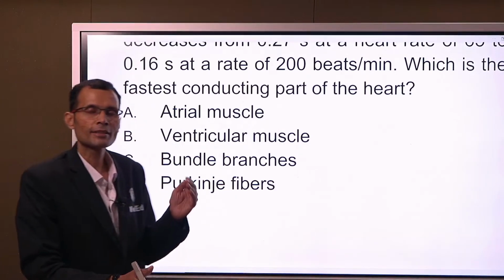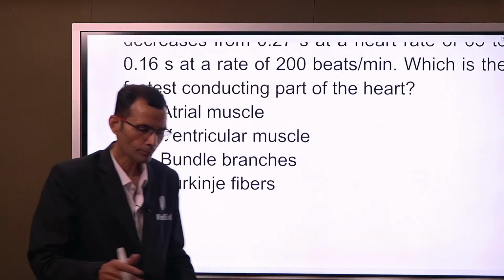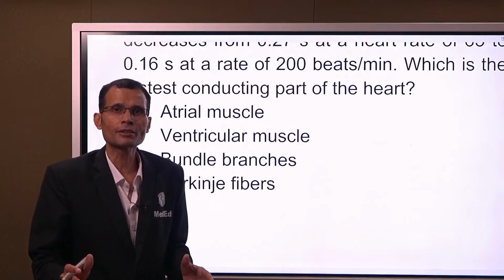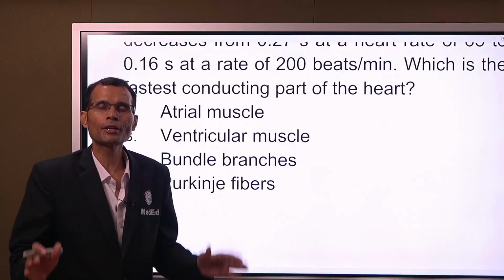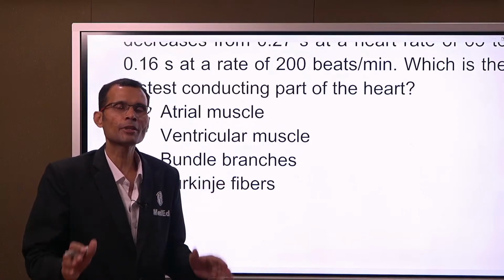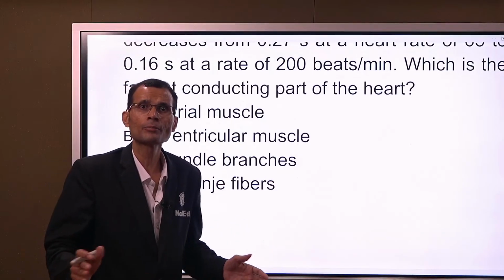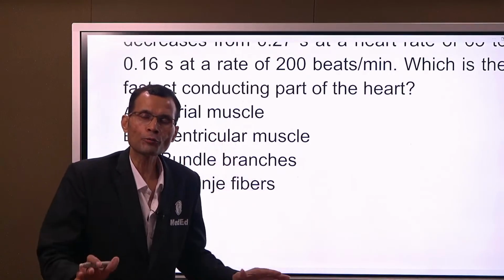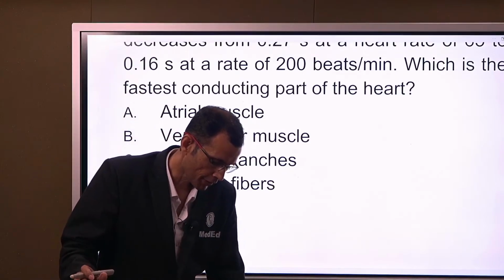What about the fastest conducting part? Purkinje fiber is the fastest conducting part in the heart, and because it is fastest, all fibers in both ventricles are excited simultaneously. All the fibers in both ventricles are excited together because Purkinje fibers are the fastest conducting part. And because of that, both ventricles excite together, and therefore both ventricles also contract together simultaneously.